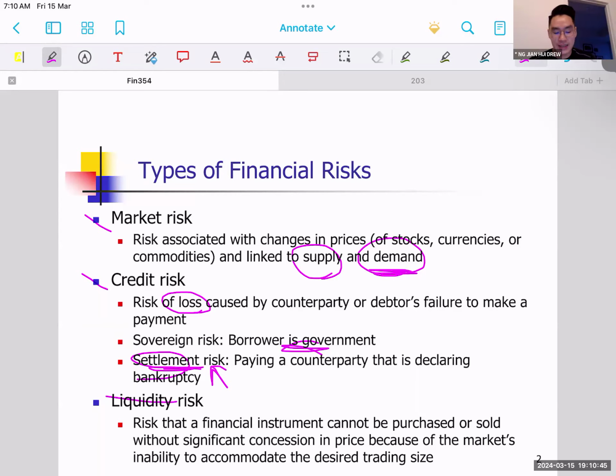Liquidity risk, basically, certain kinds of stocks, maybe small cap stocks, are less liquid compared to stocks that are traded actively in the market, like large cap stocks. So there's a possibility of certain kinds of losses based on the illiquidity of stocks.